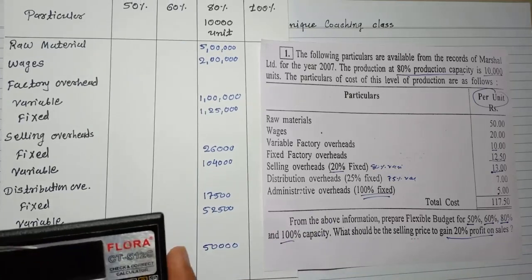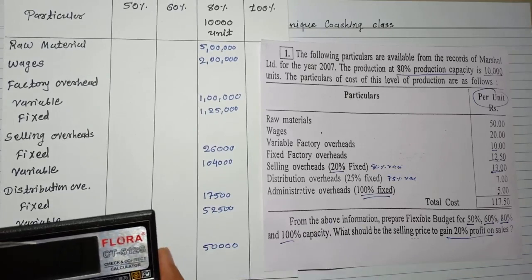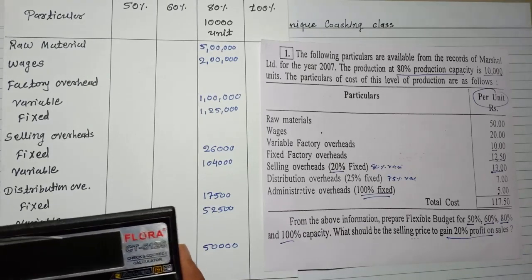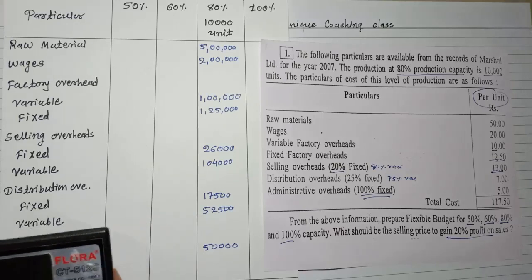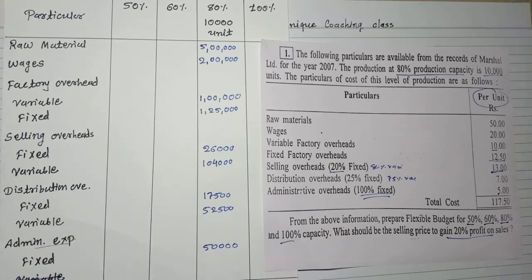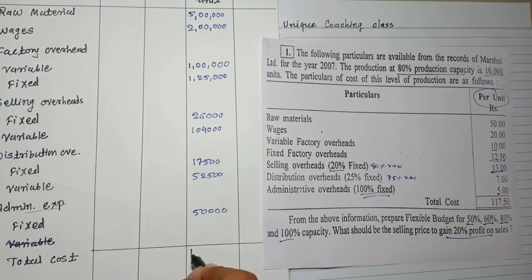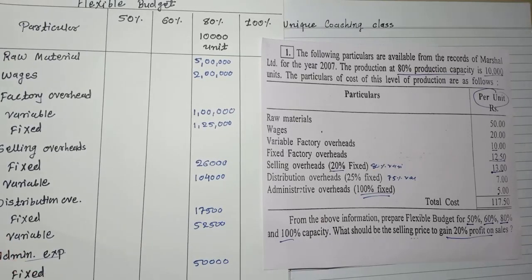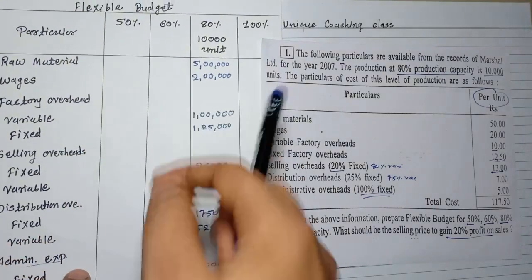So let's also total this: 125, 26, 1 lakh 4,000, 17,500, 5,250, 50,000, 1 lakh, 75,000. Okay, so we have prepared 80%, completing the information that was given. Now the next 50, 60 and 100%.